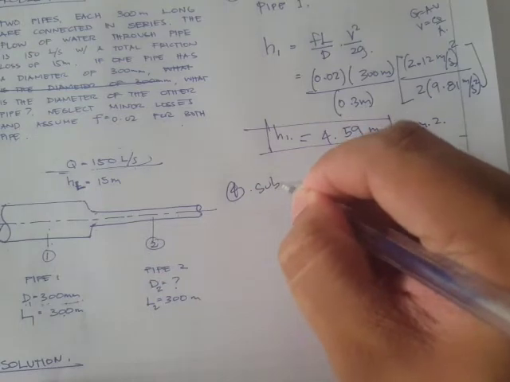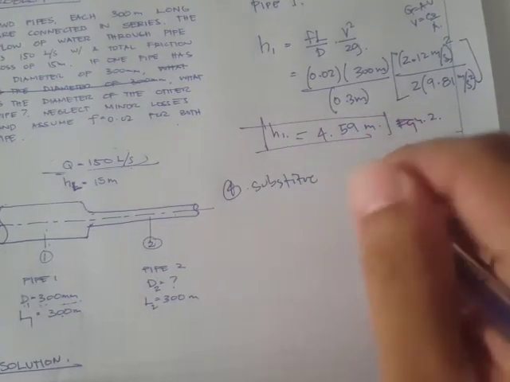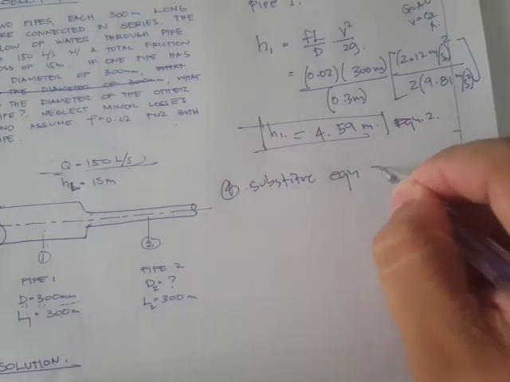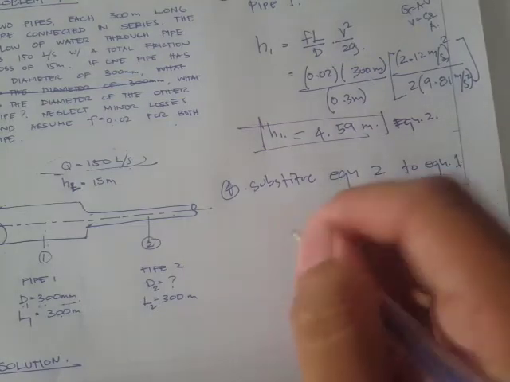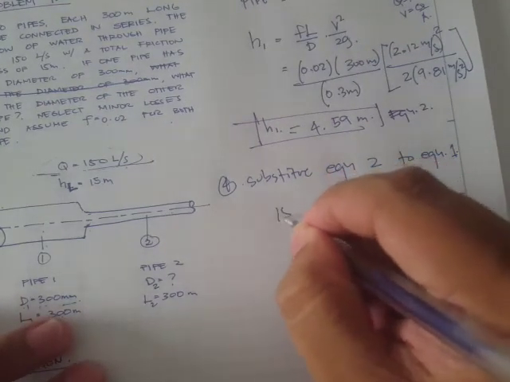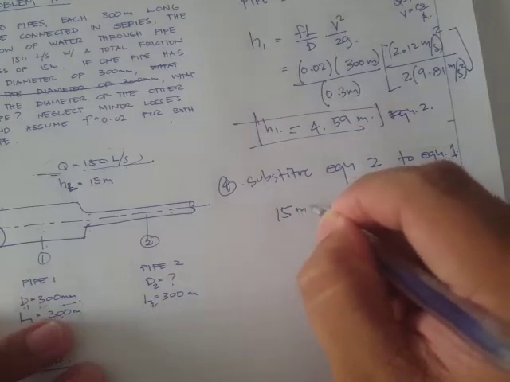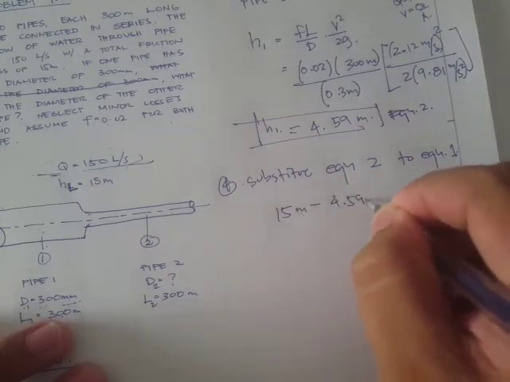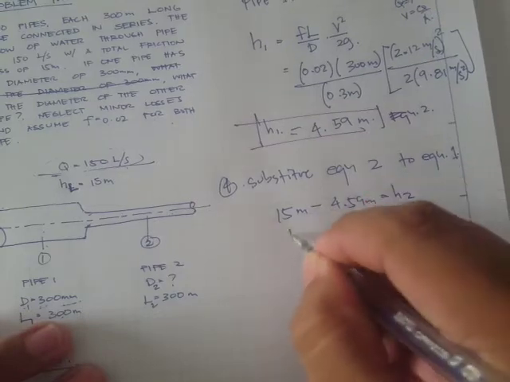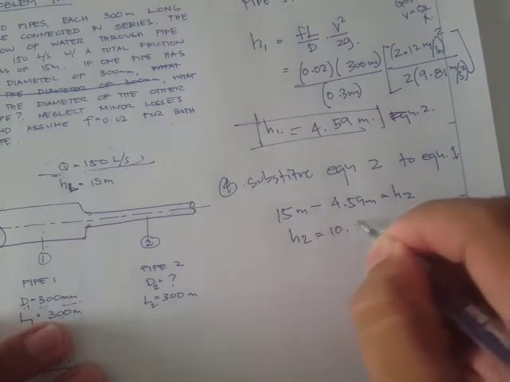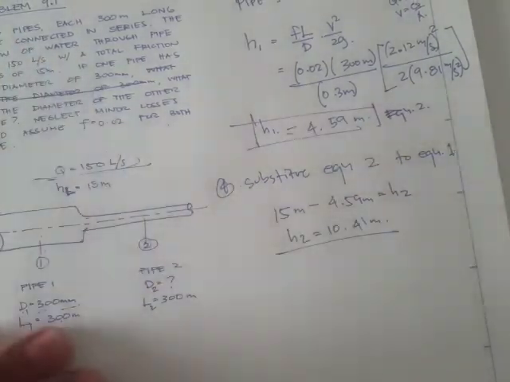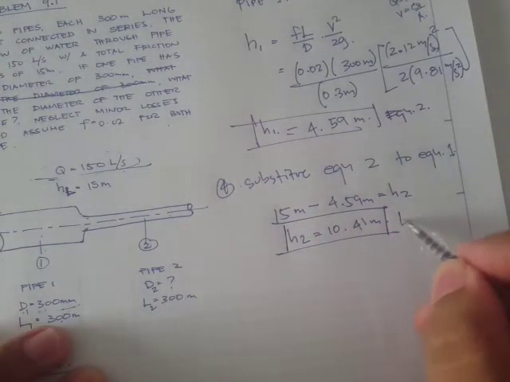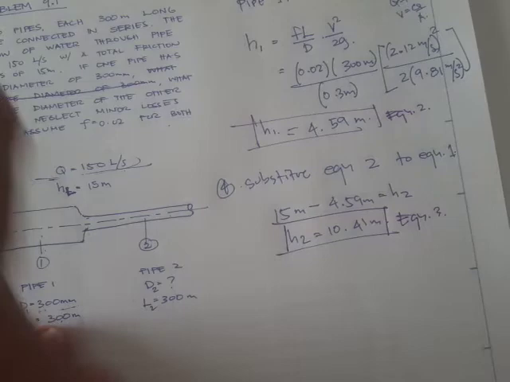So substitute equation 2 to equation number 1. Okay, so if we substitute that, what we get is 15 meters minus 4.59 meters is equal to H2. H2 is equal to 10.41 meters. Right, this is our equation number 3.